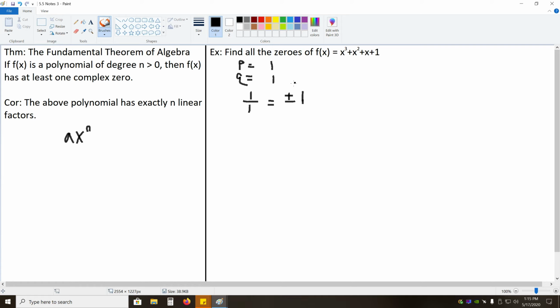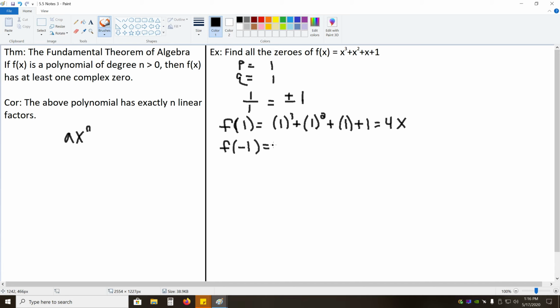So plugging these in, we evaluate f of 1 and f of negative 1, and again you could do this with synthetic division if you prefer. When we plug in 1, we get 1 cubed plus 1 squared plus 1 plus 1, which when we evaluate this, we get 4. That is not 0, so 1 is not a rational 0.